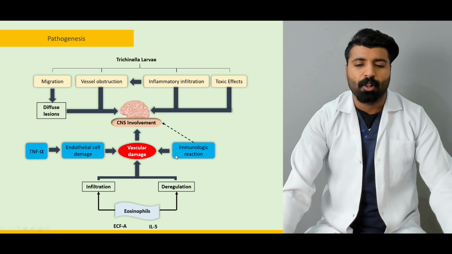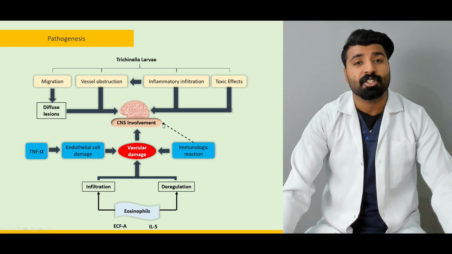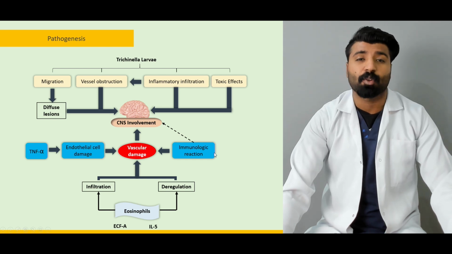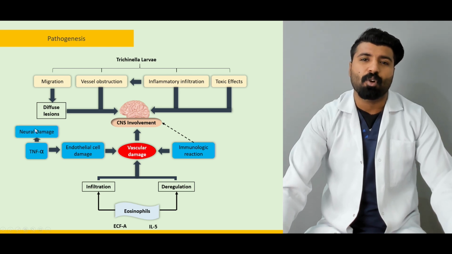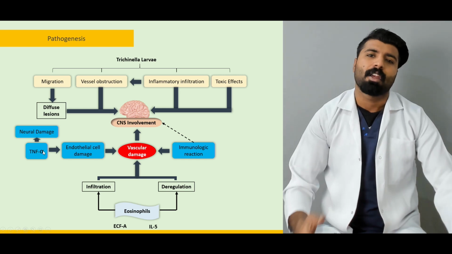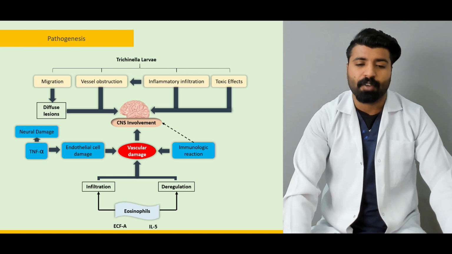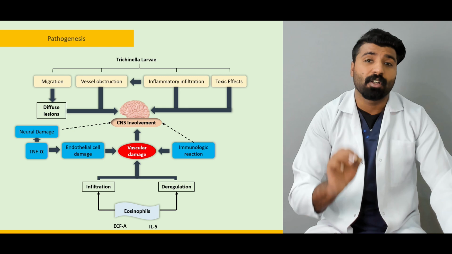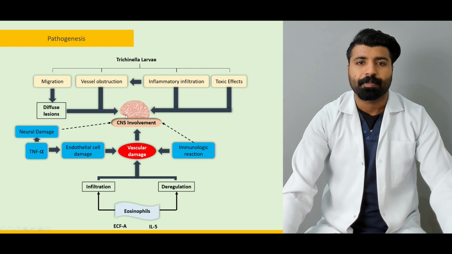Just like the immunological reactions that were affecting the vascular areas and causing vascular damage and CNS involvement, they had this indirect relationship. And they also had this direct relationship. If immunological reactions are too severe, they're going to involve the brain. Just like that, TNF alpha also causes neuronal damage. It does not only affect your endothelial system, it also affects your neuronal system, and causes neuronal damage, and through that it has this indirect relationship with CNS involvement.